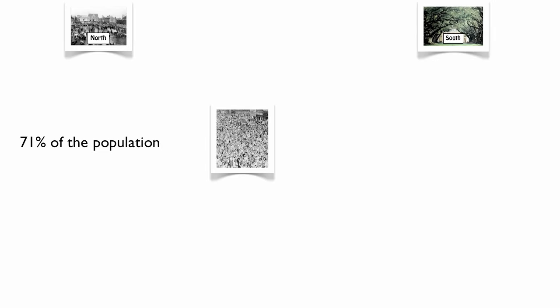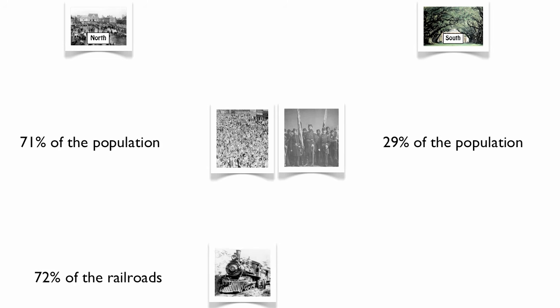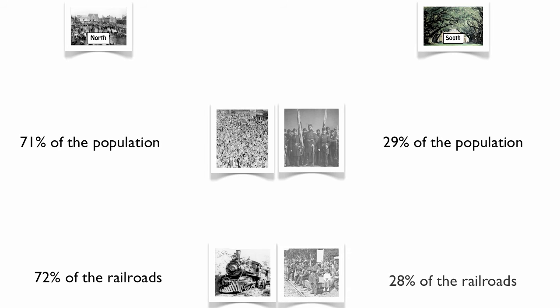First of all, the North had most of the population. In fact, the North had 71% of the population, while the South only had 29%. Infrastructure was another major difference between these two areas. The North had 72% of the country's railroad lines, while the South had only 28%. During the war, these railroad lines would be a huge help for the North, moving soldiers and supplies around.